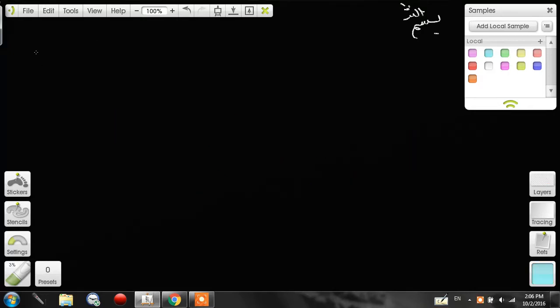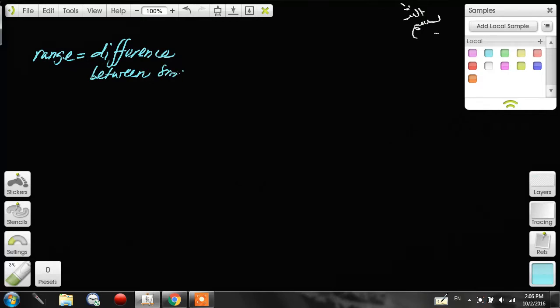The final term is the range of values. Okay. So the range is the difference, if you can read my handwriting, the difference between the smallest and largest value. Okay, let's do this.